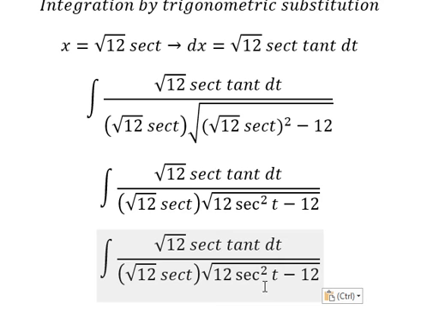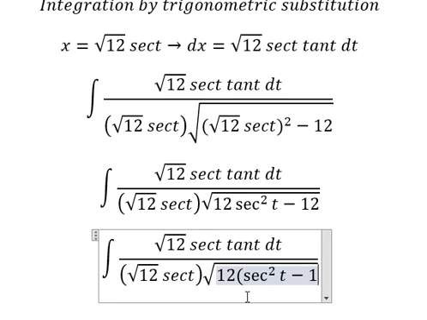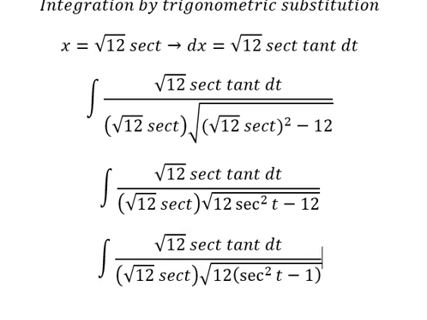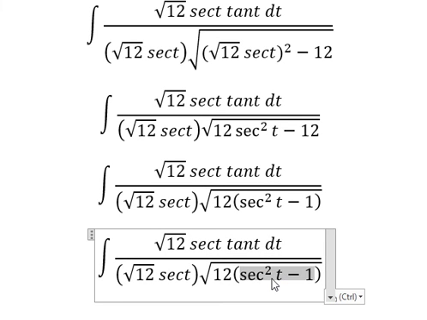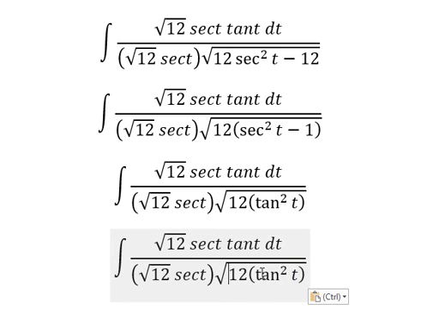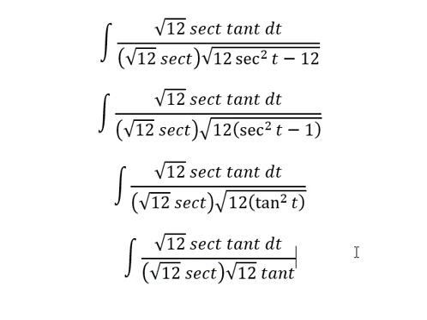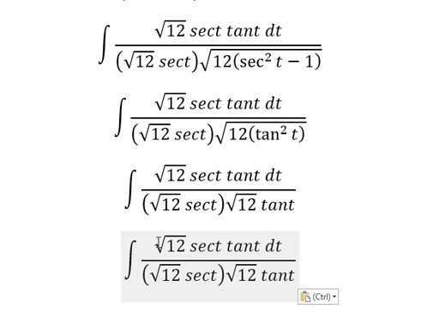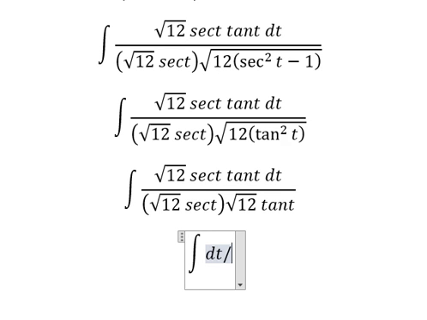So 12 and 12, we can do factorization. We know that secant of t squared minus 1 we change to tan t squared. The square root of this one, we have the square root of 12 tan t. Next, we simplify this one on the numerator and denominator. So we have dt over the square root of 12.